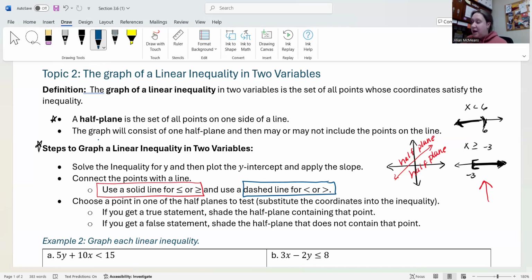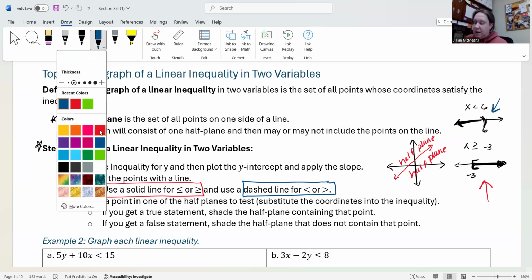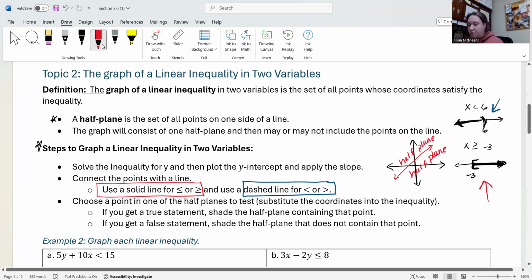That tells the reader that we do not include the points on the line in our solution set. So the dashed line is kind of like what we have here, and the solid line is what we have here, okay? So the solid line is kind of like including that endpoint with the square bracket or the closed circle. The dotted or the dashed line is like the rounded bracket or the open circle, which says don't include that endpoint, okay?